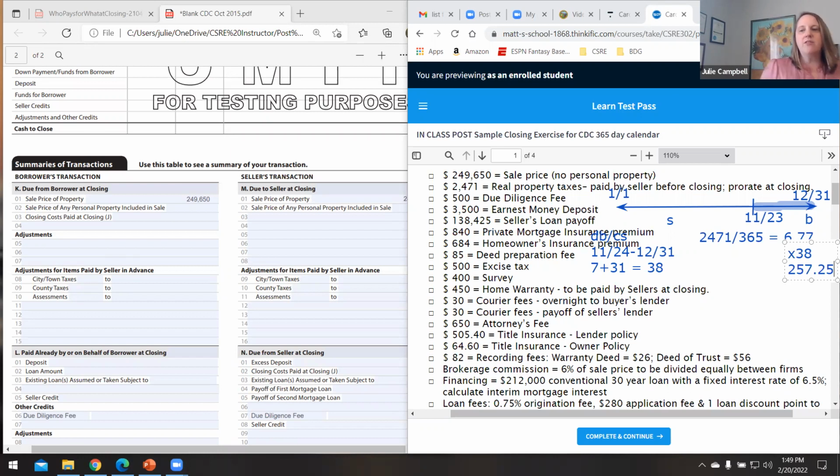So $257. Daily taxes are about $6.77. We figured out that there's 38 days. So for taxes for the rest of the year, the buyer will owe the seller $257.25. Any questions on how I got that number? Buyer owes the seller, and then we'll talk about where we put it.